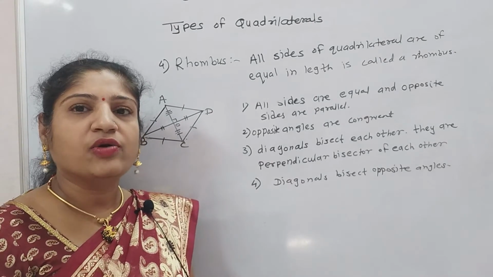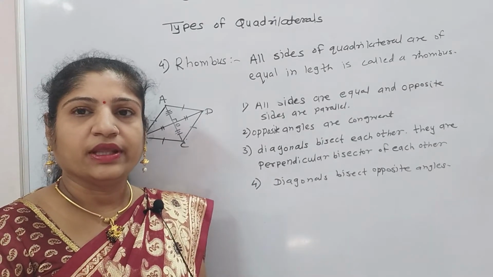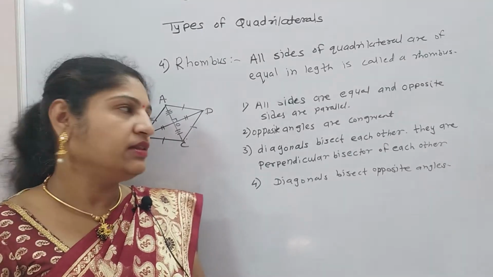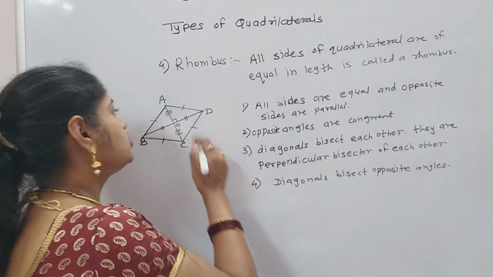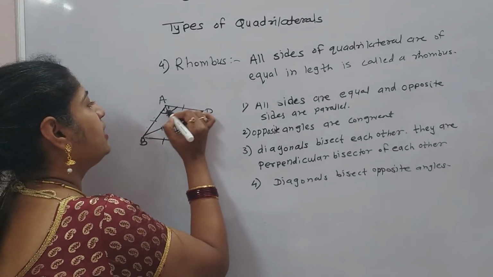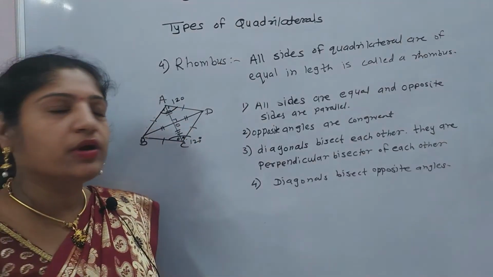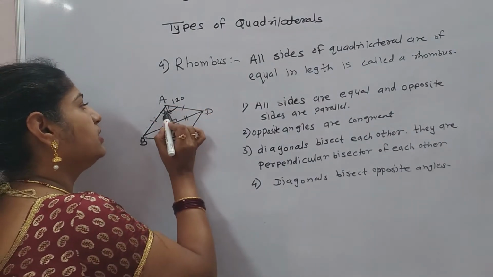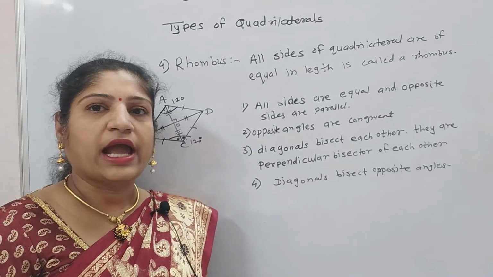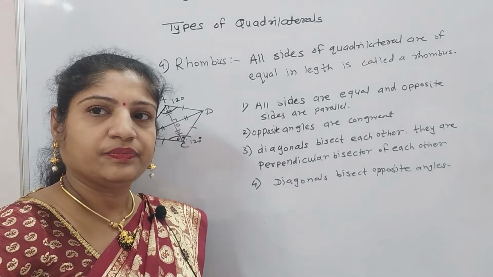In a rectangle, diagonals are congruent, but in a rhombus, diagonals are of different length. In a parallelogram also, diagonals are different in length. The diagonal also bisects the opposite angles. Suppose angle A is 120, angle C is also 120, opposite angles are congruent, and because of this diagonal, the 120 is divided into two equal parts, 60 degrees and 60 degrees. Diagonals are bisectors of the opposite angles.